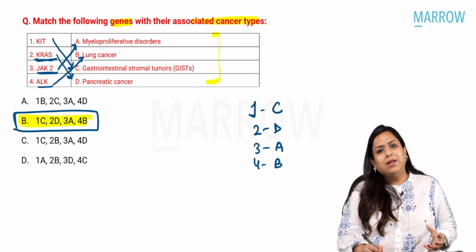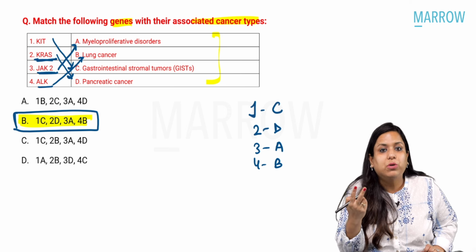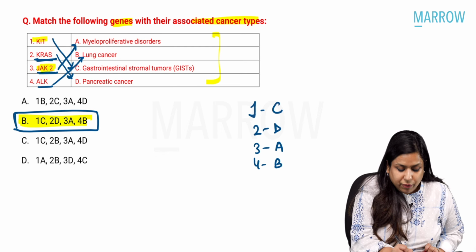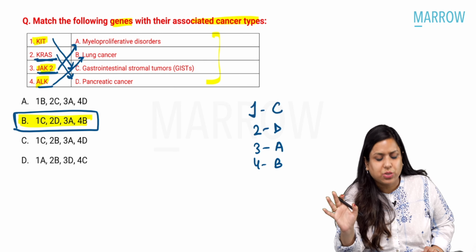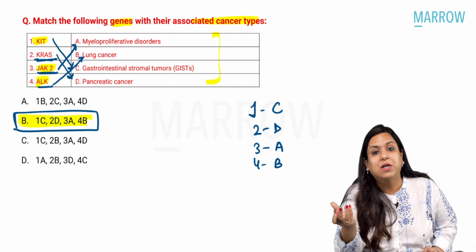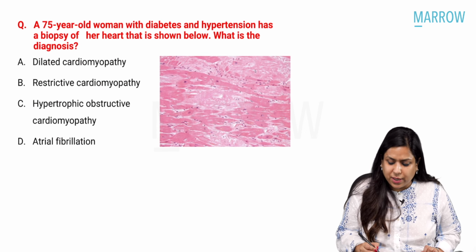Understood? Regarding match the following, students, the good part is even if you know 2 out of 4, like out of these, if you know the JAK2 one, if you know the KIT one, and if you know the ALK one, you don't even remember the RAS one, you will be able to mark the answer correctly. That is the beauty of match the following questions. Understood? Easy? Let's move to the next one.